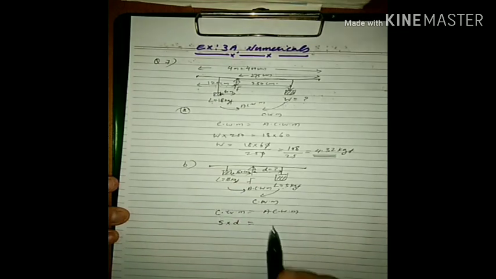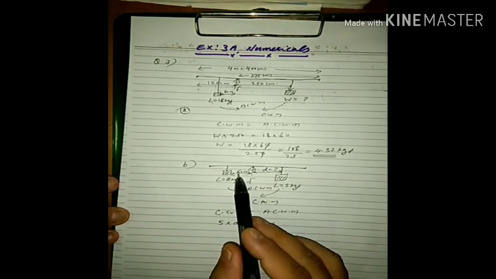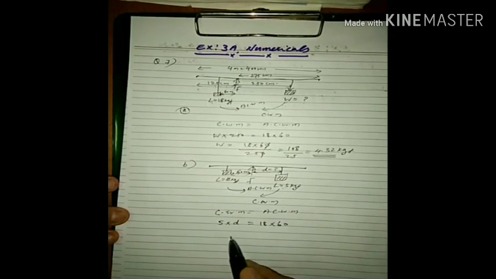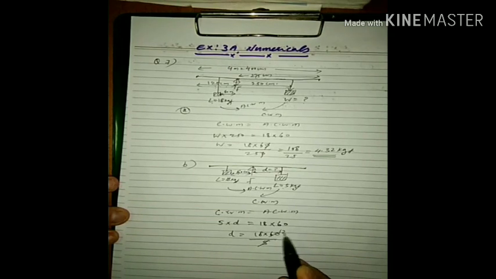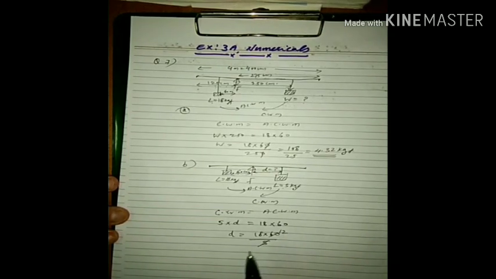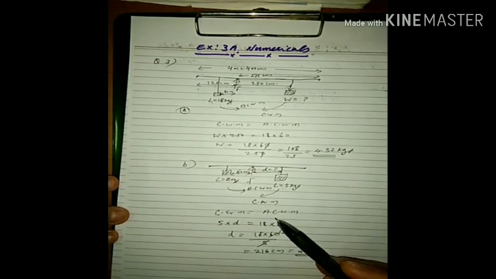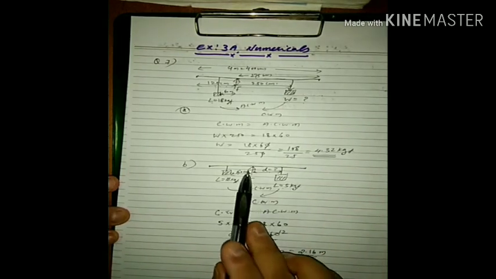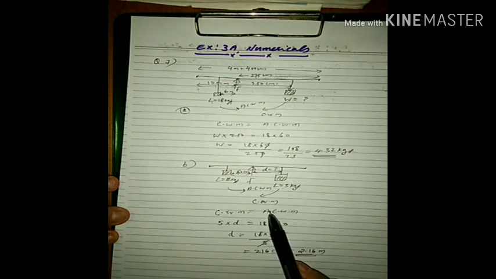What is the force acting here? 18 into, what is the distance? 60. Therefore D is equal to 18 into 60 divided by 5. 12 5s are 60. 12 18 is equal to 216 centimeter. That is equal to 2.16 meter. Is it clear? So applying the principle of moments, we have calculated all these values. Remember that when the lever is in equilibrium, clockwise moment is equal to anti-clockwise moment.